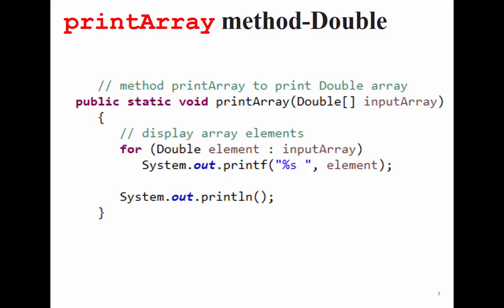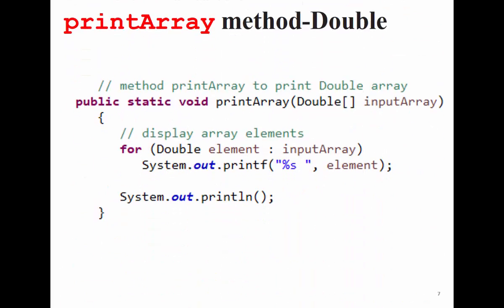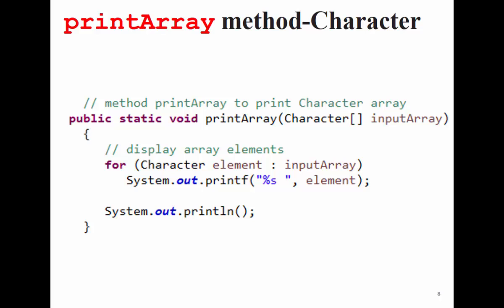So the body is the same between this one and the previous one, except here we print a double array. In the previous one we printed an integer array. Now this is the third version. We go over all the elements inside the array and we print the characters. The body again is the same, and the only difference is the signature of the method, not the header, the signature of the method.